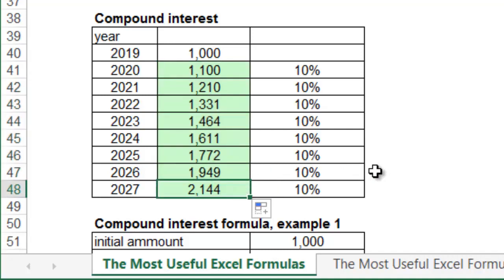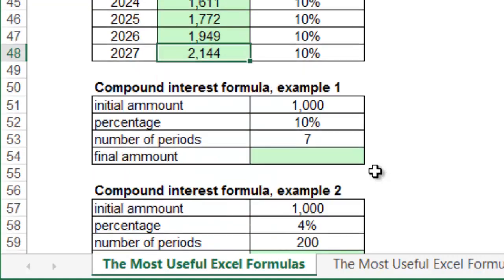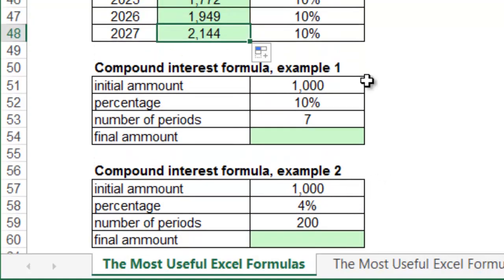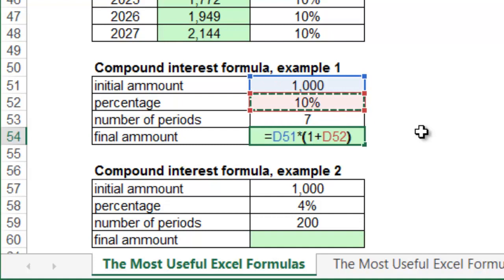This is because the percentage in the second and following years is calculated not from the original amount, but from the increased amount. The same result can be obtained much faster using the formula for compound interest, which is initial amount multiplied by 1 plus interest rate, to the power of the number of periods.